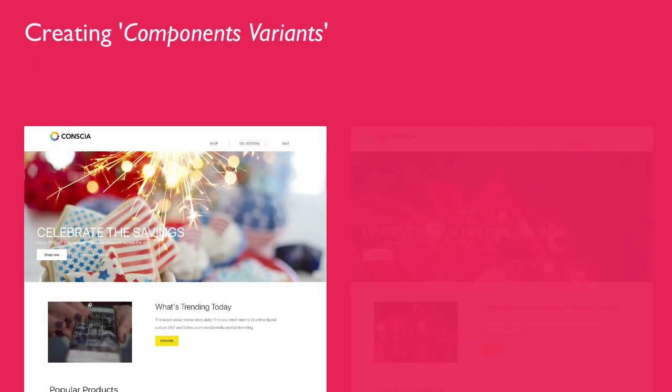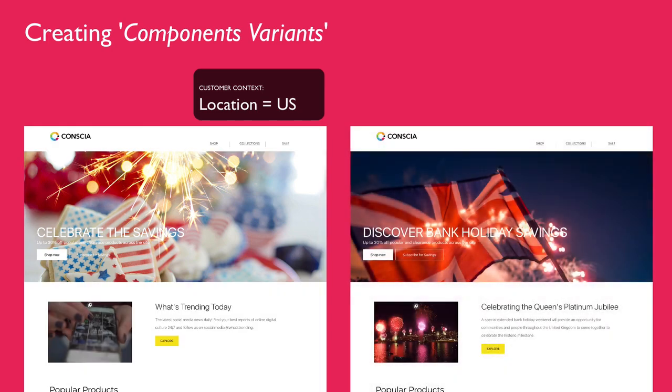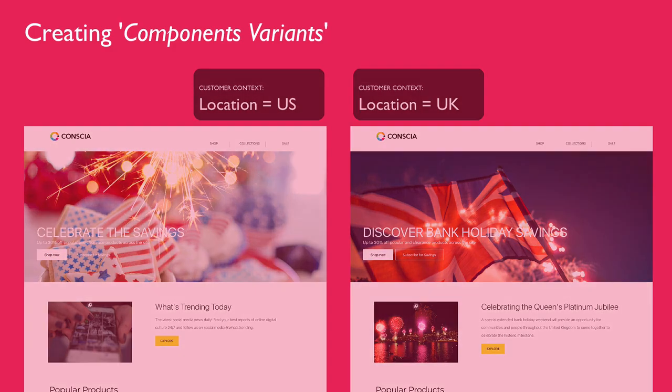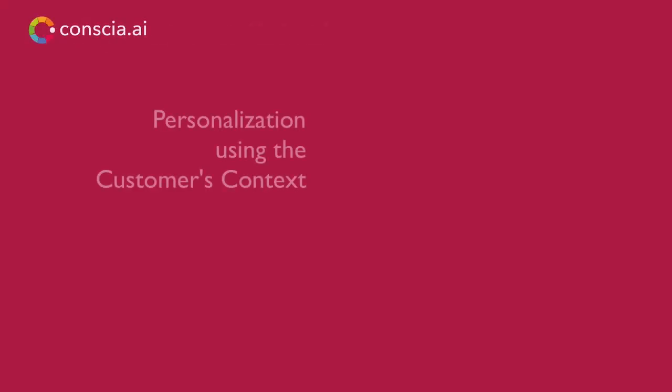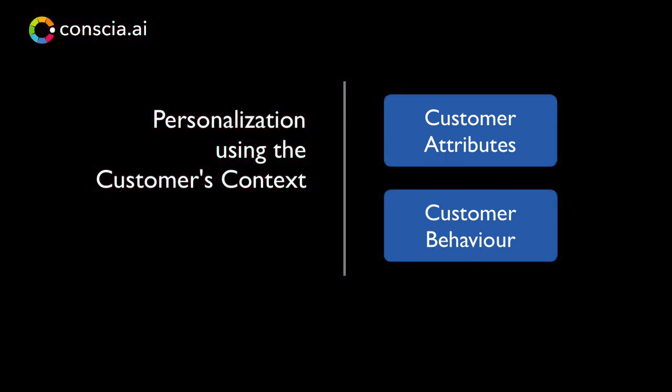Looking at the promotional banner component, someone whose context is location equals the US would see this promotional banner, whereas someone from the UK would see a different promotional banner because their location context is different. In this example, location was the customer context used to personalize the content delivered to the homepage on our web channel. One of the features of the Conscia platform is that we can use anything we know about the customer or their behavior, including the channel they're coming from, as our trigger context.